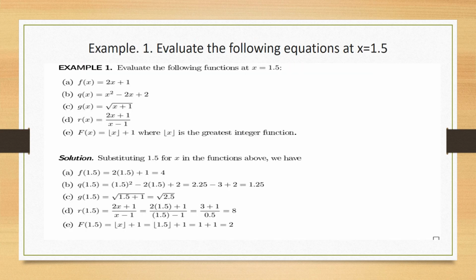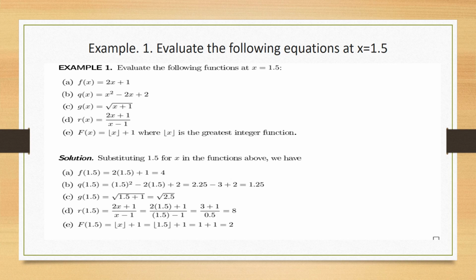Evaluate the following functions at x is equal to 1.5. So the value of x is equal to 1.5, and we will evaluate the following functions at x is equal to 1.5. A: f of x is equal to 2x plus 1. Change the value of x, so it will become 2 times 1.5 plus 1 is equal to 4, since 2 times 1.5 is equal to 3, plus 1 is equal to 4.